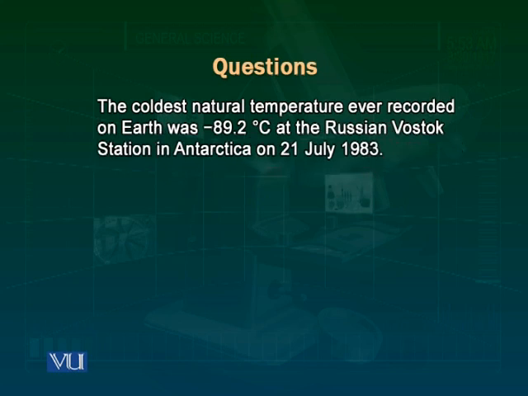This is the hottest temperature, whereas when you look at the coldest natural temperature on Earth, it was recorded at the South Pole in Antarctica. At the Russian station Vostok, the temperature was recorded on 21st of July 1983, and it was minus 89.2 Celsius.